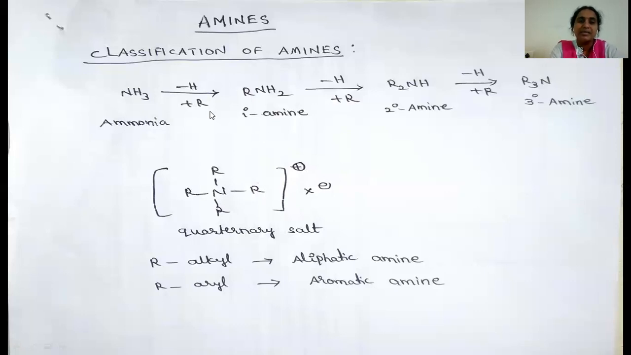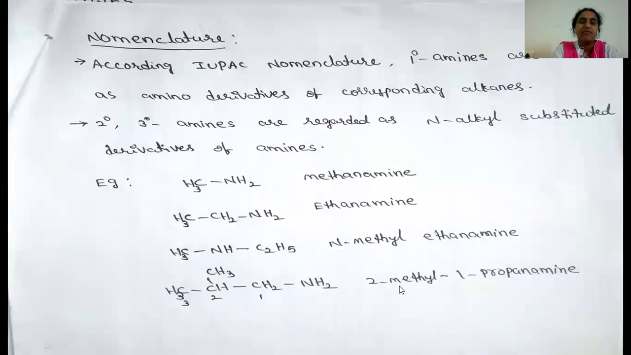So total amines are 4 types. One is primary amine, secondary amine, tertiary amine, and another one is quaternary amine. So here if the R groups are alkyl groups, then these amines are called aliphatic amines. If the R groups are aryl groups, then these amines are called aromatic amines. So this is the classification of amines.